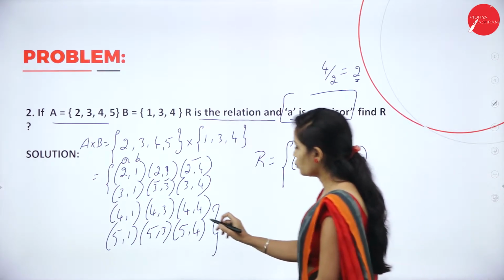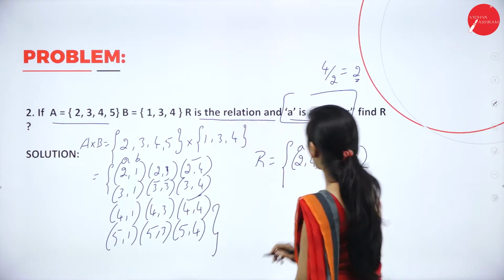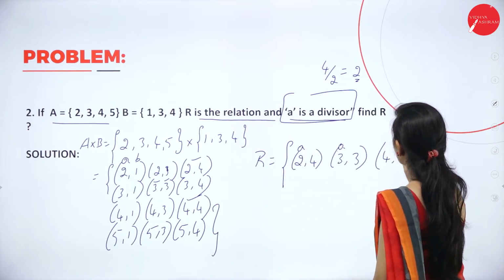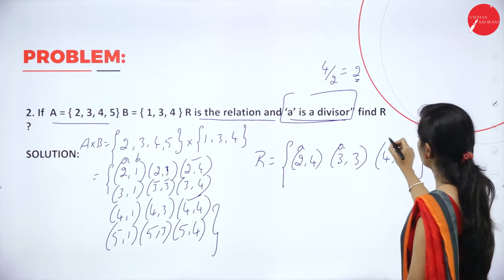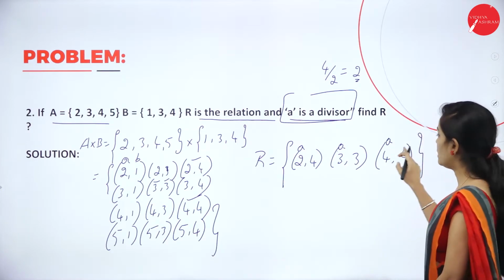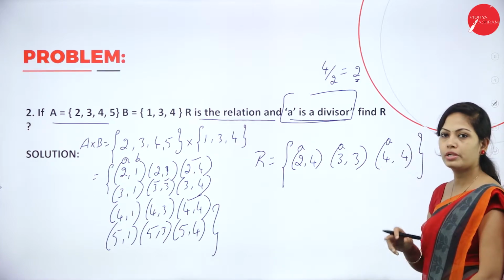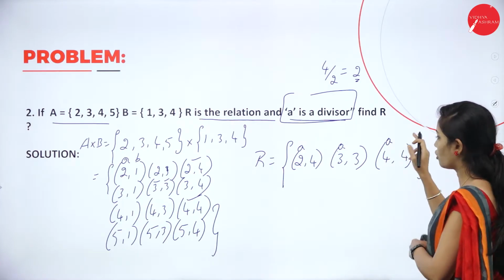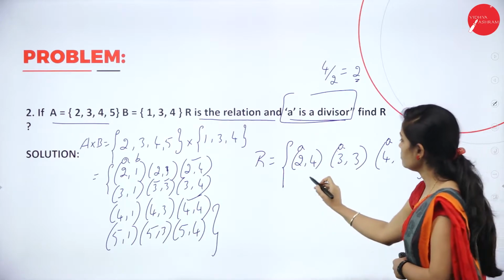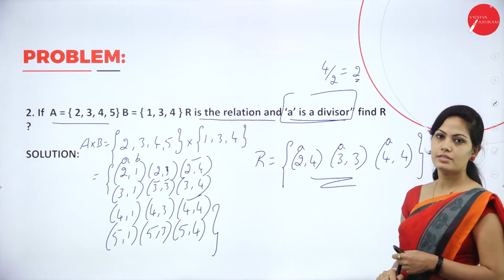And also you can consider this (4, 4). So 4 is a divisor of 4. So A value is 4, B value is 4. So you can divide this 4 by 4, you will get 1. So A is a divisor of this B value. So this is your relational set.